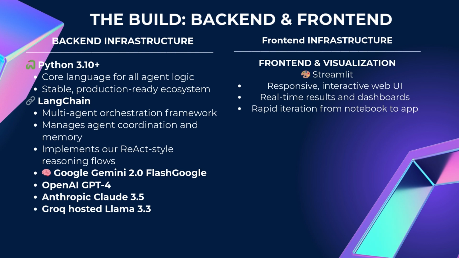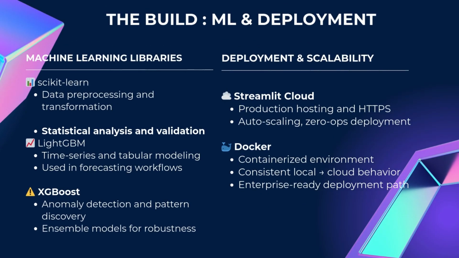Under the hood, we use Python and LangChain for agent orchestration, with Google Gemini 2.0 Flash as our primary LLM. Streamlit powers a responsive, interactive front-end so users can explore results in real time. For machine learning, we combine scikit-learn, LightGBM, and XGBoost for preprocessing, forecasting, and anomaly detection. Everything is deployed on Streamlit Cloud and containerized with Docker.